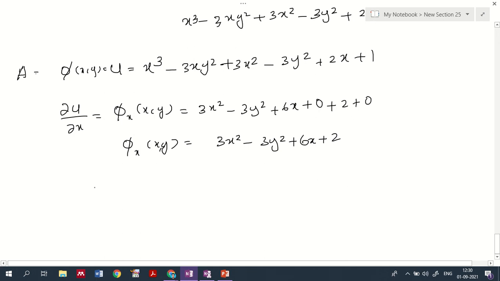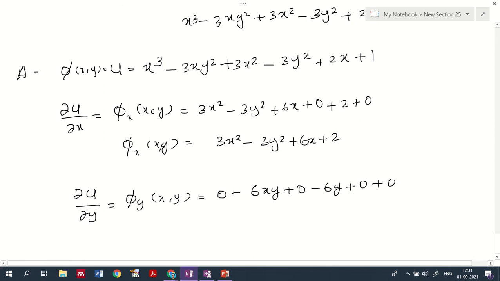And similarly I can do dou u by dou y. So that is the second step we need to do, because partial derivative of that, that is phi y of x, y is equal to, that is 0 minus 6xy plus 0 minus 6y plus 0 plus 0. So that is phi y of x, y, that is we are differentiating with respect to y. So you will be getting minus 6xy minus 6y.